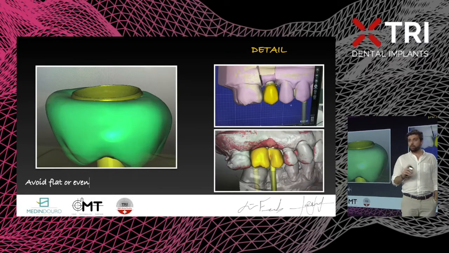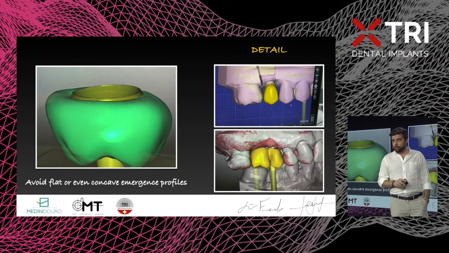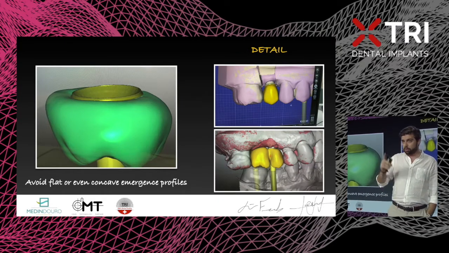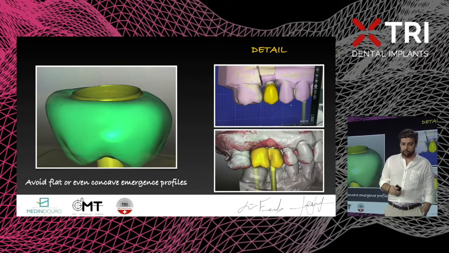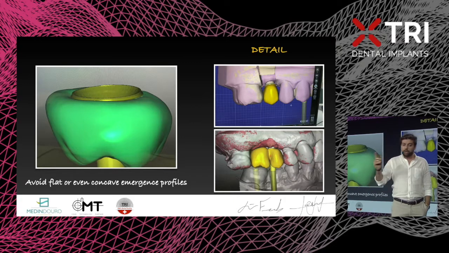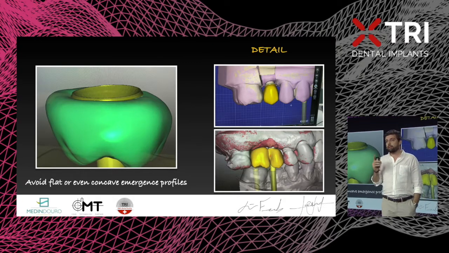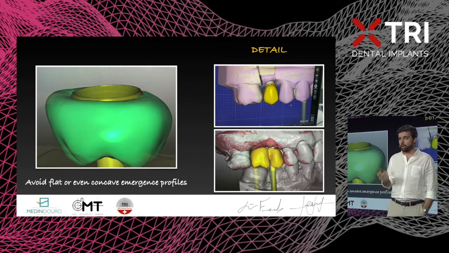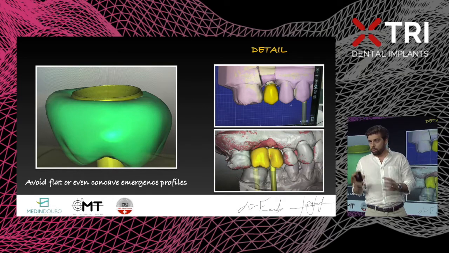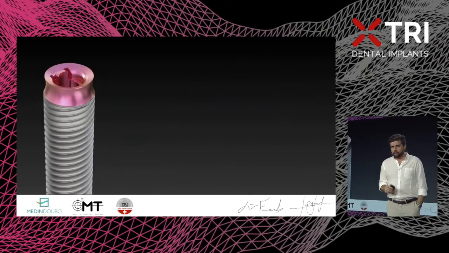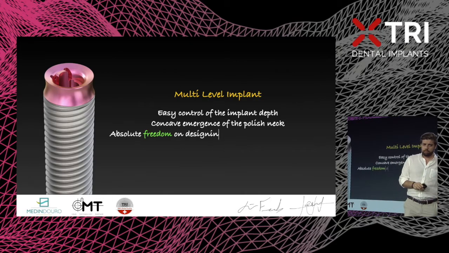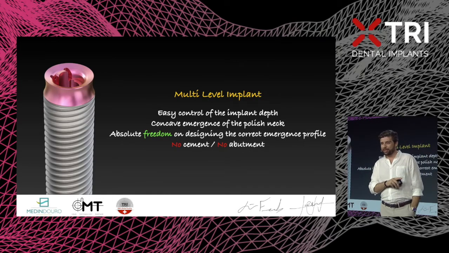And that for the aesthetic zone is very interesting, but also for other regions, because it avoids these complications that are very common in traditional tissue-level implants in particular. Flat or even sometimes concave emergence profiles. They are not cleanable. You cannot work with papilla. So this allows you to understand biology. And these are common problems. Lab guys know this better than us.